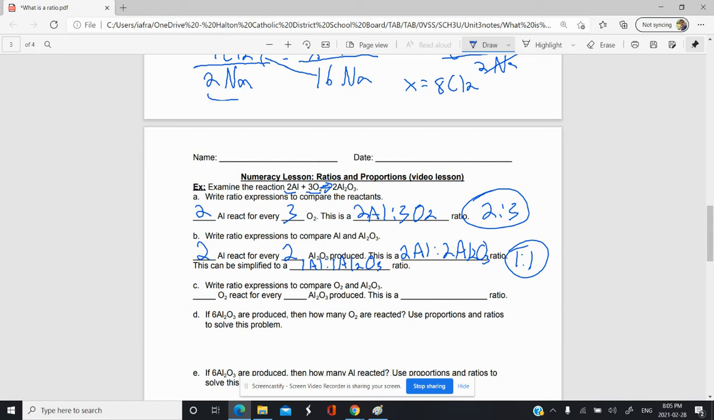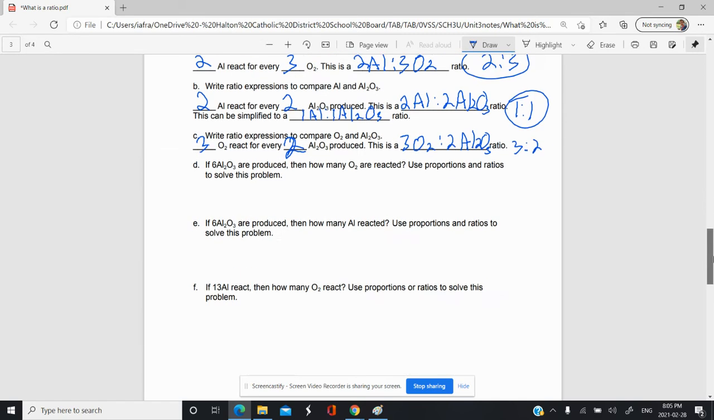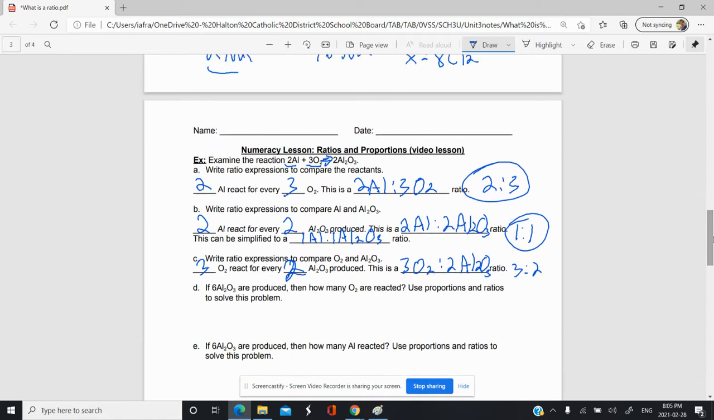And lastly, we can compare the oxygen to the aluminum oxide. So you can compare everything to everything in these equations, which is really neat. If we have three oxygen molecules reacting, we get two aluminum oxides. And so this is a 3 oxygen to 2 aluminum oxide ratio. So a 3 to 2 ratio. And likewise, we could do some sample problems where if I give you numbers other than 2 or 4 or whatever's in the equation, we can set up ratios and proportions to solve those problems.